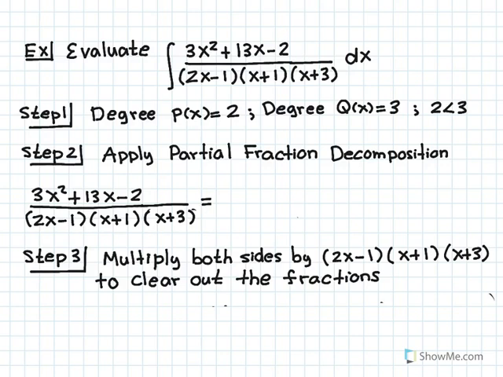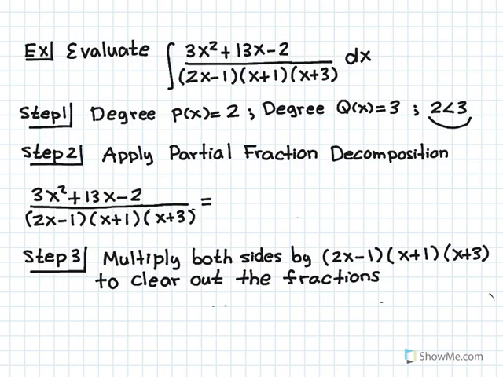All right, so in this example, we're going to integrate (3x² + 13x − 2) divided by (2x − 1)(x + 1)(x + 3), integrated with respect to x. The first thing you will notice is that the degree of the numerator is 2, because the leading term is 3x², and that's power 2. The denominator, if you were to multiply (2x − 1)(x + 1)(x + 3), the leading term would be 2x³. That means the degree of the denominator is 3. So the degree of the numerator is less than the degree of the denominator. That means we can apply partial fraction decomposition.